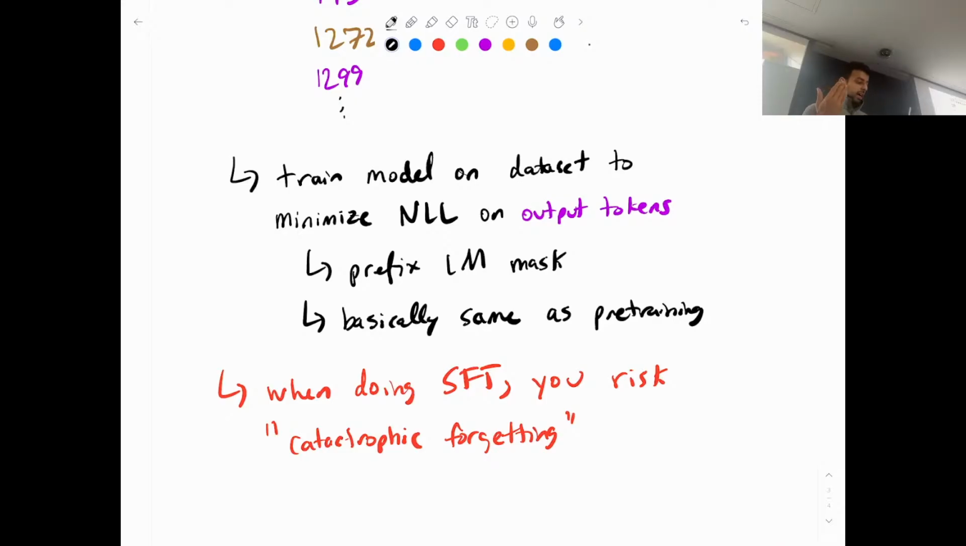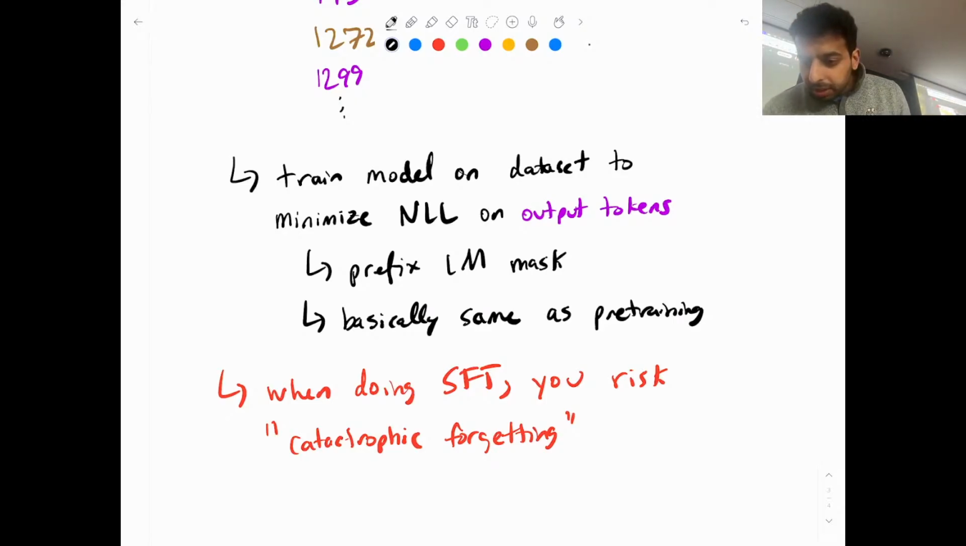So you should only do SFT in this way if you really just want to maximize performance on a single task. Otherwise, if you want a general purpose chatbot like ChatGPT, you need to be very careful about this stage in your data collection, as we will see. Does that make sense? Okay.